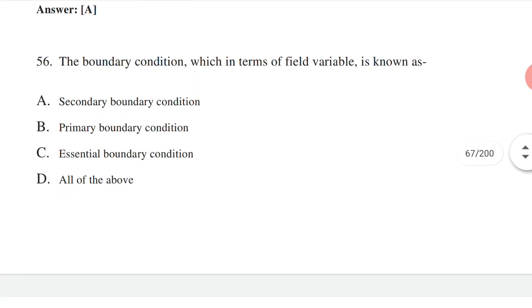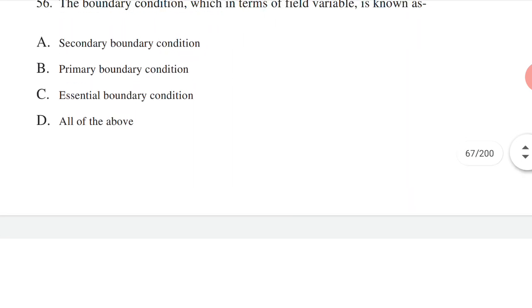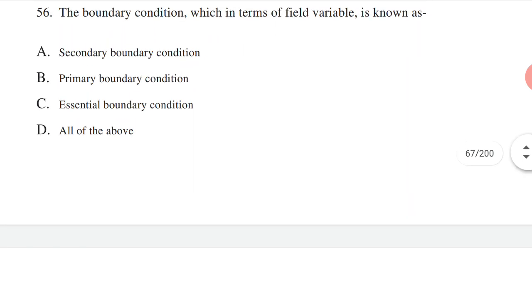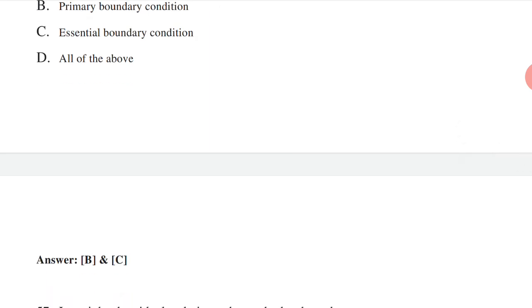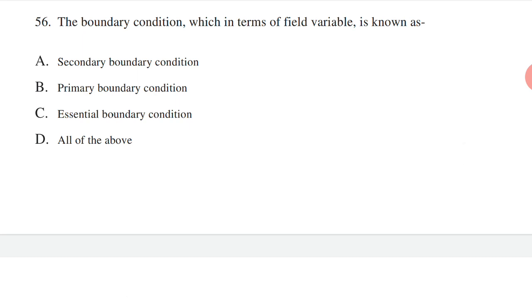Then the next question is, the boundary condition in terms of field variable is known as? So, what would be the answer? That is primary boundary conditions, or the second name of primary boundary condition is essential boundary condition. So, the answer of this question is both B and C.